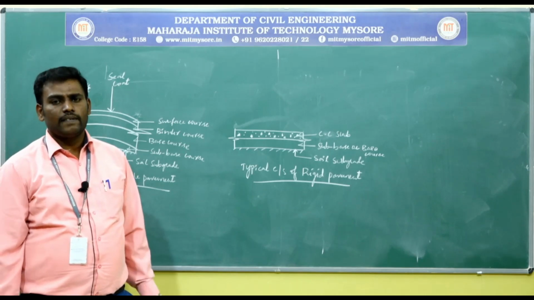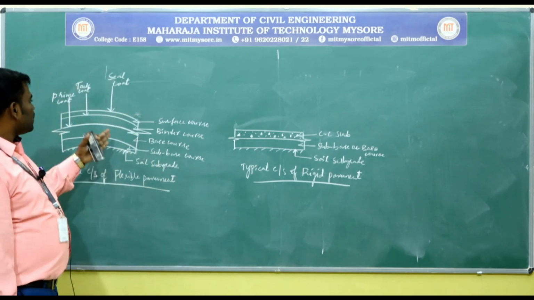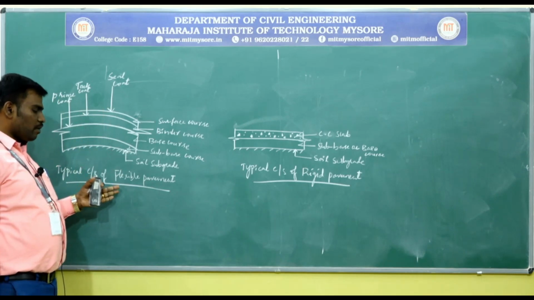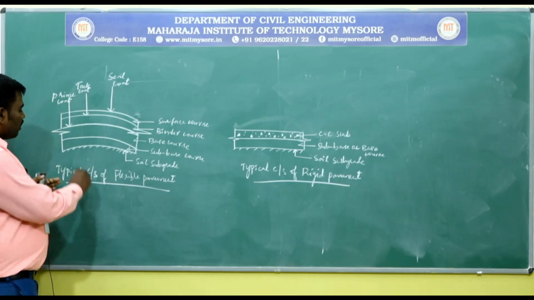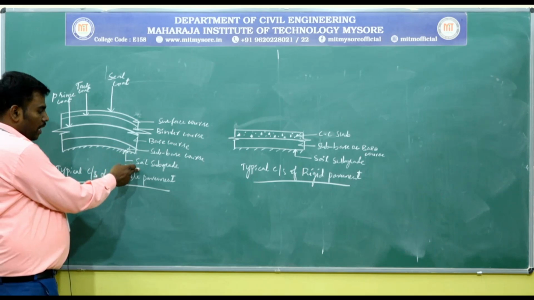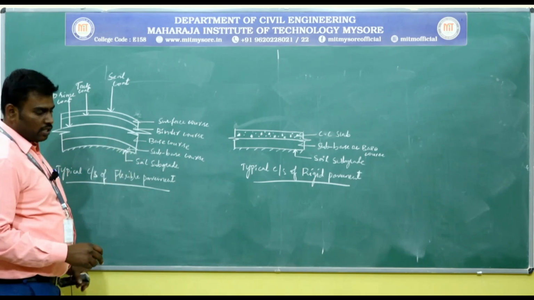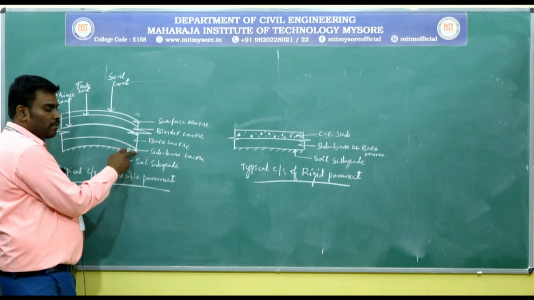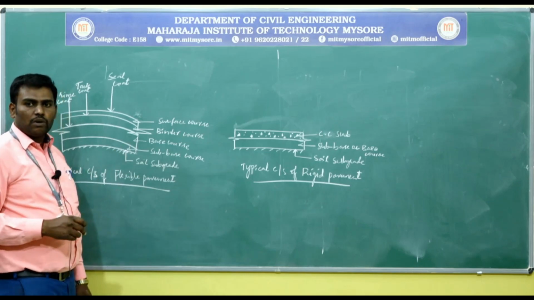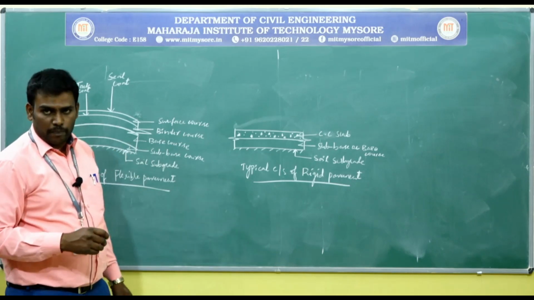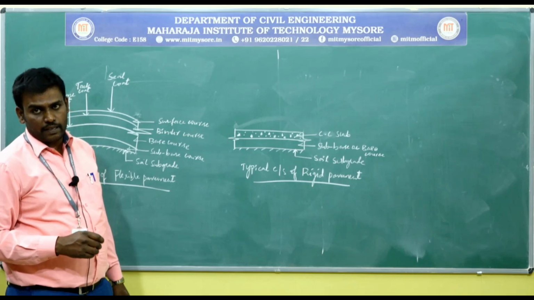Is it clear? It's very simple. First, if you consider the typical cross section of flexible pavement, here you may observe above the natural soil subgrade, you may have 4 layers. The first layer above the natural soil subgrade is subbase course. Usually, we are going to call it GSB, granular subbase.